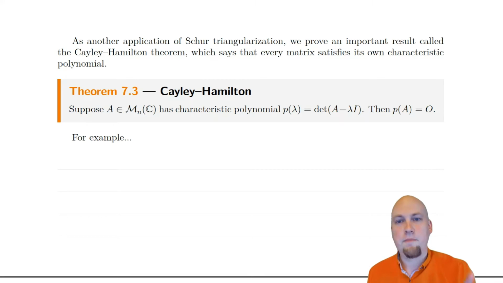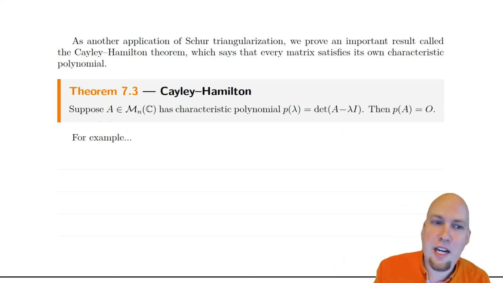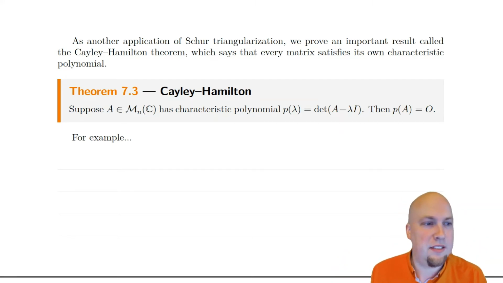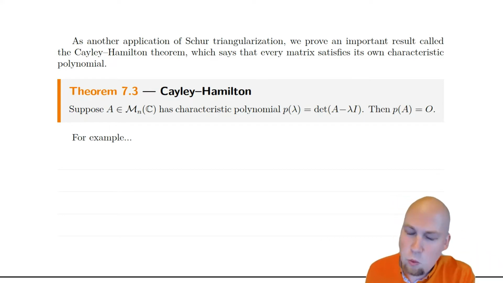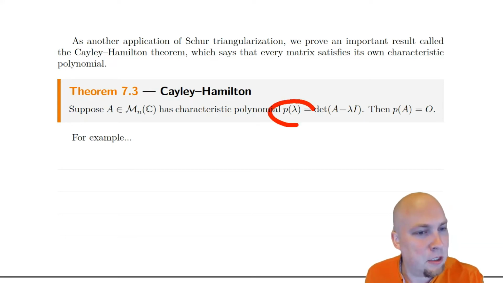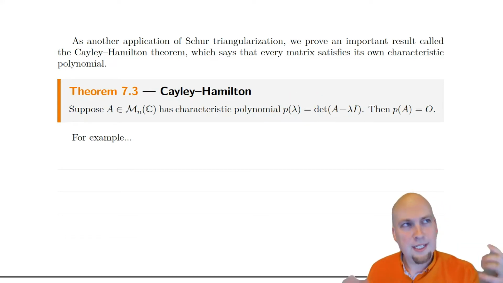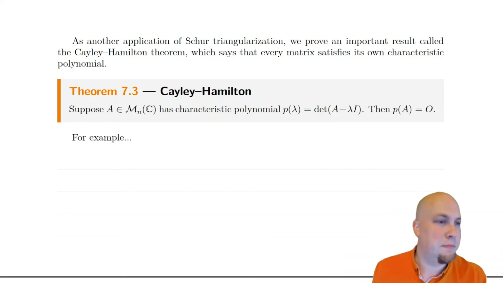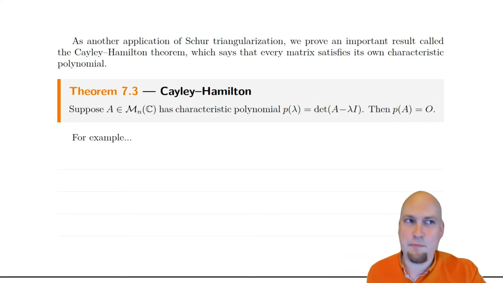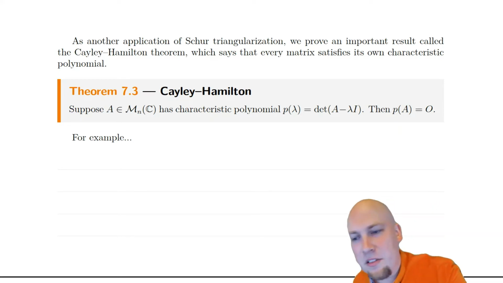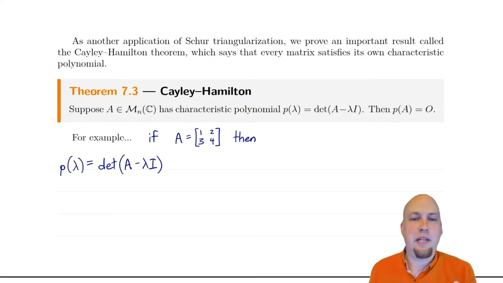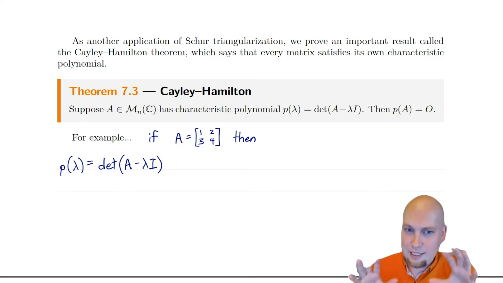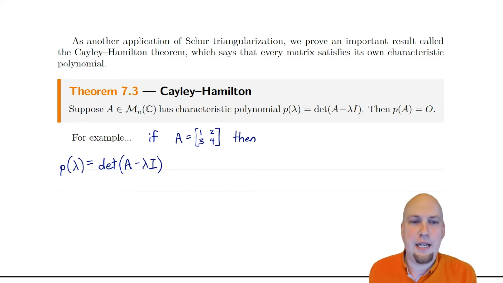There are a couple things to clarify before we actually get to the proof of this theorem. This is a little bit wonky because this characteristic polynomial takes in numbers and spits out numbers, but here we're feeding in a matrix and expecting a matrix output. So what exactly do we mean by that? Well, we mean just the most naive thing that we could mean. So let's go through a quick example here to clarify exactly what I mean by the Cayley-Hamilton theorem.